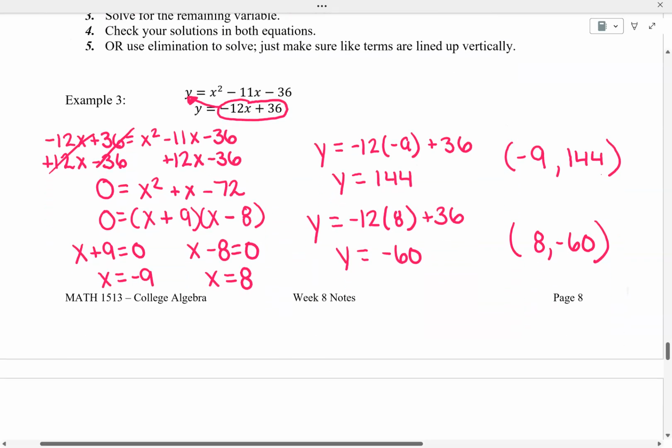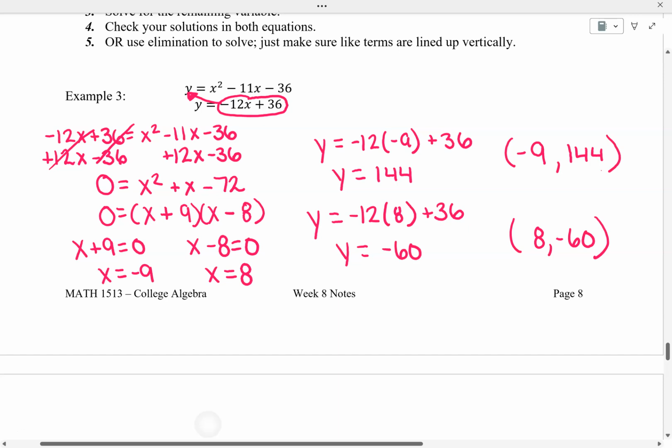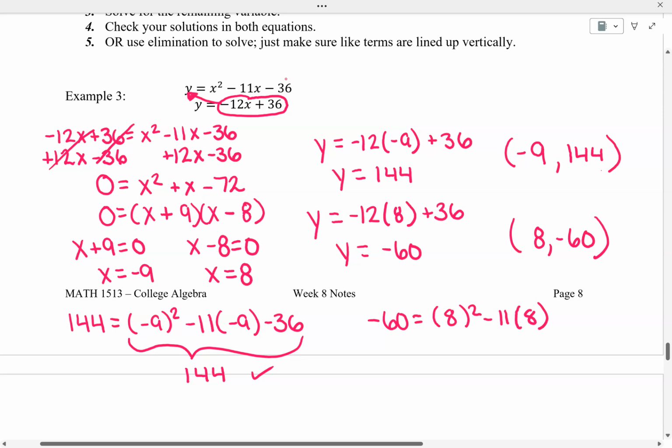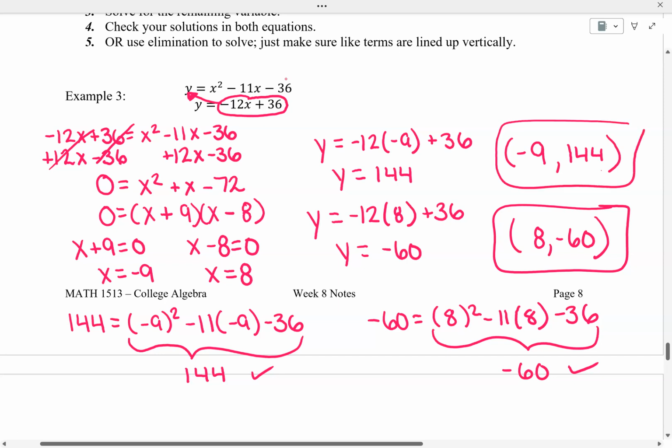Okay, so I'm going to squeeze the checking in down here. So 144 equals negative 9 squared minus 11 times negative 9 minus 36. And if you type all this into your calculator, you will get a 144, so it works. Then we would go negative 60 equals 8 squared minus 11 times 8, and then minus 36. If you type all of that into your calculator, you will get a negative 60. So these are our answers.